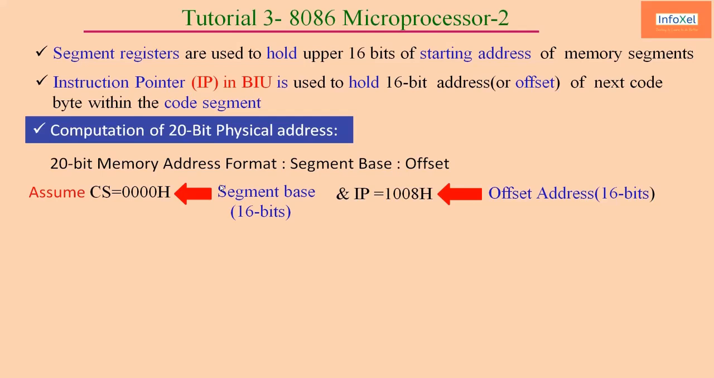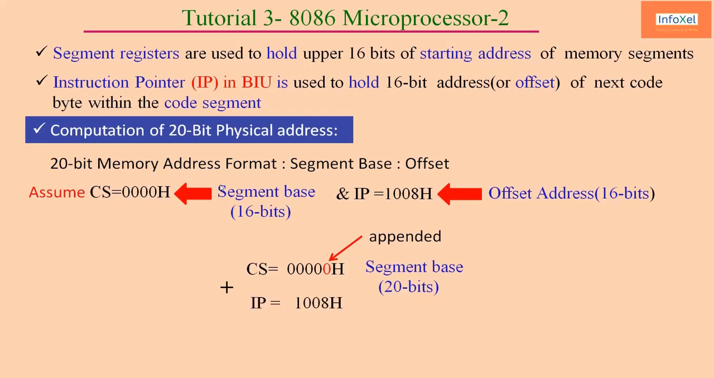How to compute the 20-bit physical address? So, these 4 zeros now become 5 zeros. I have shown it in red color. A 0 is appended as the last digit, and now this becomes the 20-bit segment base address. Then we will add the instruction pointer content 1008.